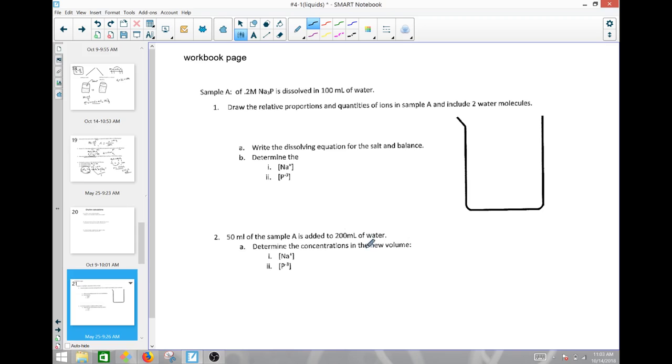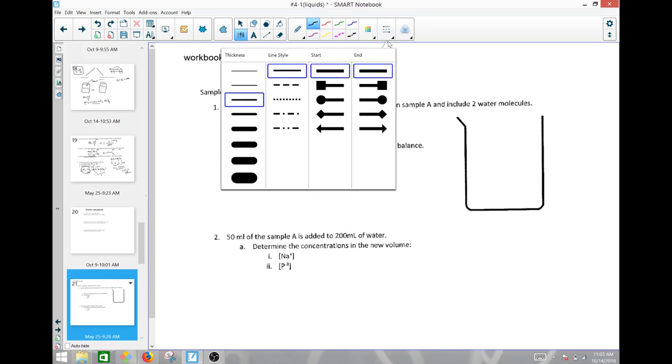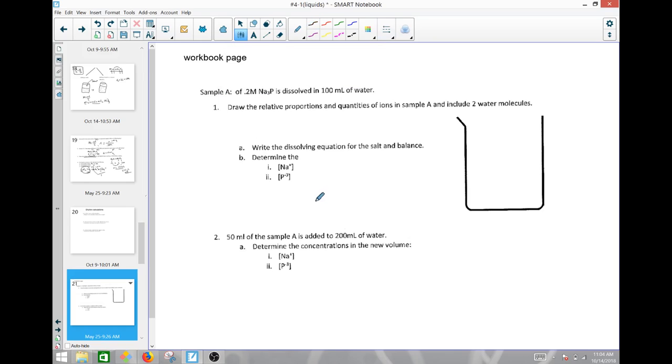Alright, so just make this a little bit thinner line. Alright, so we have 0.2 molar Na3P. Okay, so as I mentioned, Na3P dissolves to form 3 Na+ plus 1 P3-. And I would just show this as Na+, Na+, Na+, P3-.